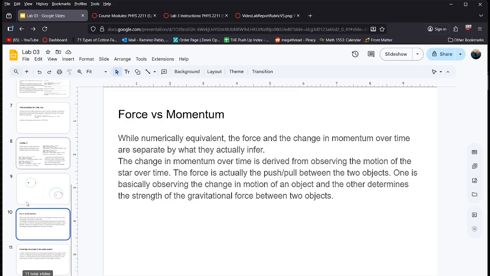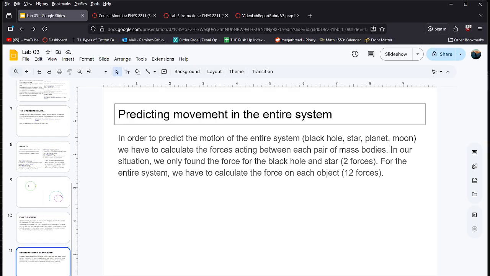One is basically observing the change of motion of an object, and the other determines the strength of the gravitational force between two objects. In order to predict the motion of the entire system, which would include the black hole, star, planet, and moon, we would have to calculate the forces acting between each pair of mass bodies. In the situation we had at the beginning of the experiment, we only had to find the force between the black hole and the star, which is 2 forces. For the entire system, we have to calculate the force on each object, which turns out to be 12 forces.